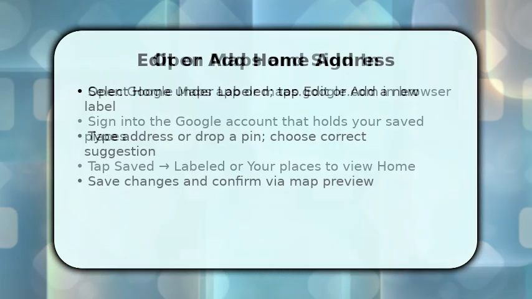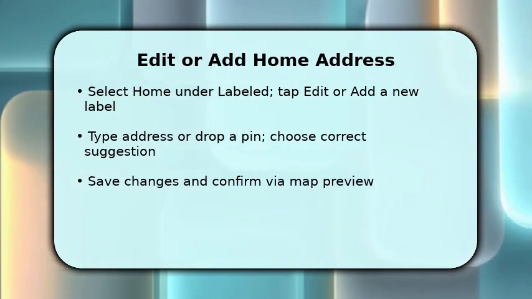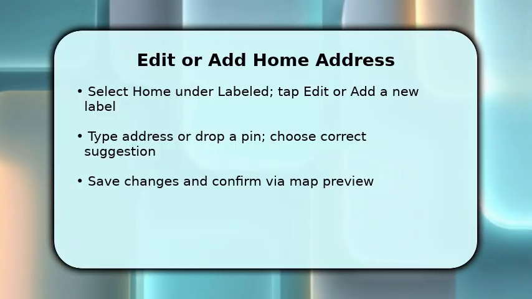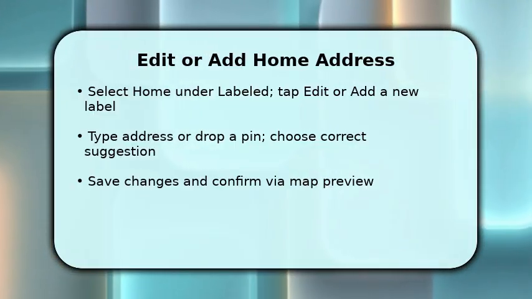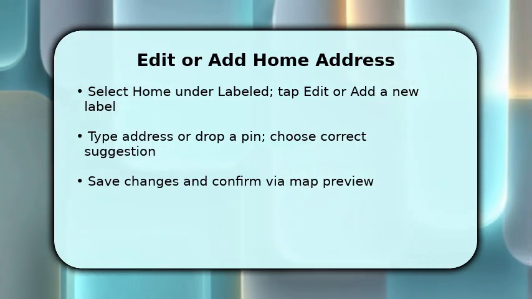Next, we'll either edit the now selected home under Labeled and tap Edit. If home isn't listed, choose Add a Label and name it Home. Type the address or long press the map to drop a pin, then select the best suggestion from the list so Google uses the formatted address.